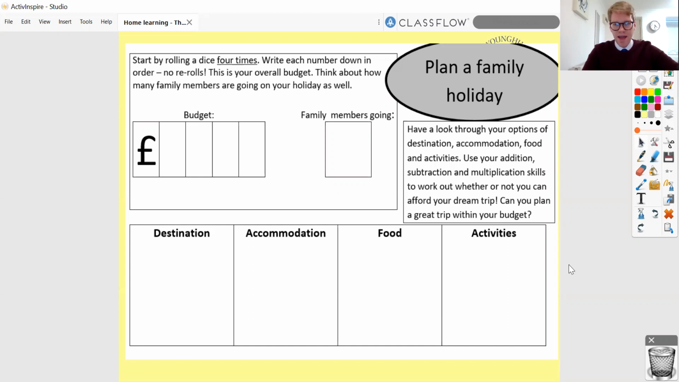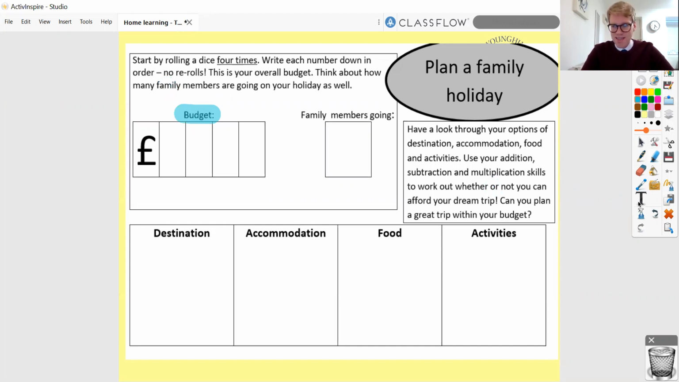We're having to plan a family holiday. And we're going to have a budget. Now, a budget is the amount of money you can spend. So in this case, you're going to find your budget by doing the following. You're going to start by rolling a dice 4 times. You're going to write each number down in order. That's very important. No cheating, no re-rolls. You've got to write down your numbers in order. This is your overall budget.